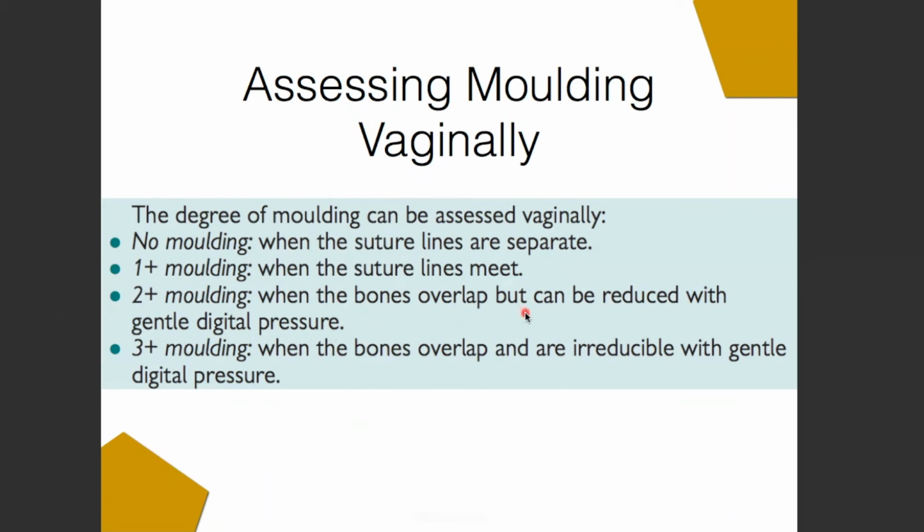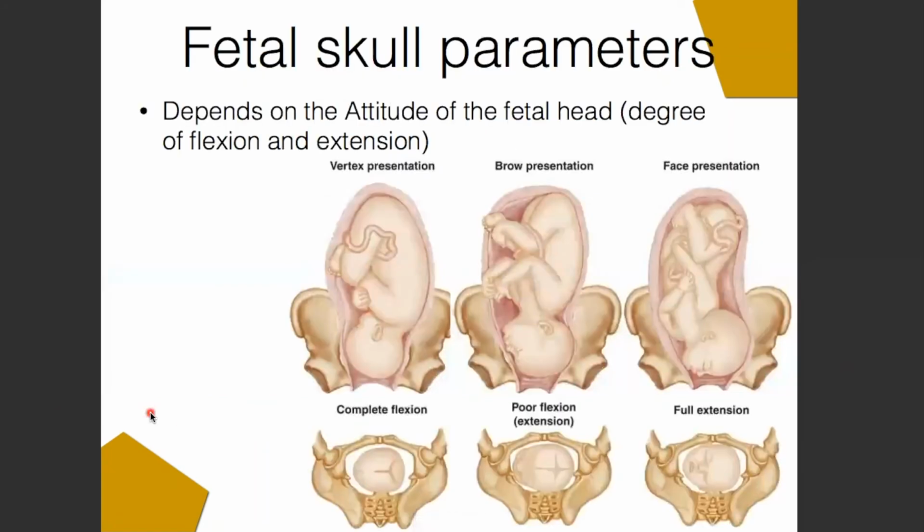2+ molding is when the bones are overlapped, but if you put gentle pressure on it, it will go back. And 3+ molding is when the bones are overlapped and are irreducible, and 3+ molding is not a good thing, okay? So then we've got the fetal skull parameters.